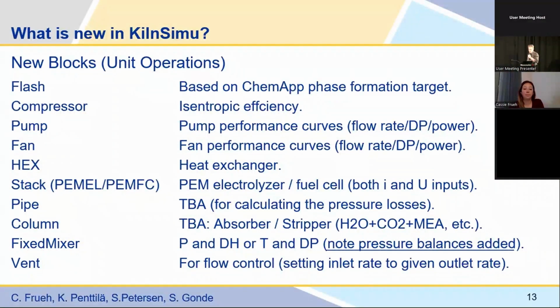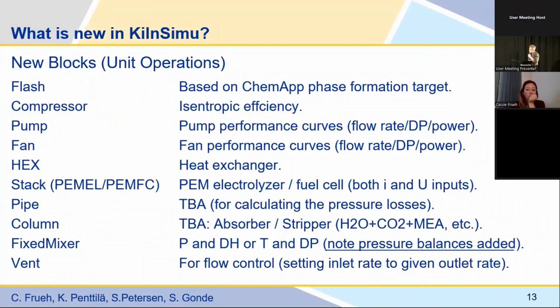And then the heat exchanger, and also the PEM, proton exchange membrane, electrolyzer and fuel cell model. This is for hydrogen. And then I'm also planning to do the pipe to calculate the pressure drop. And that can then be used with the pump. We have an elevation and also the friction in the straight part of the pipe and also in the bends.